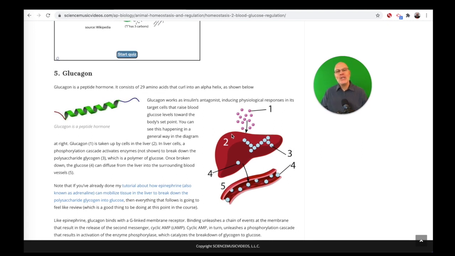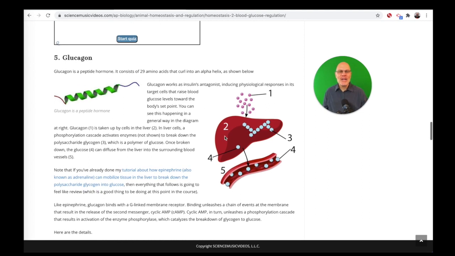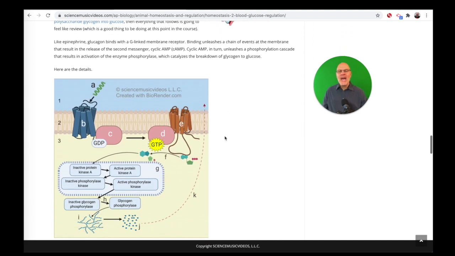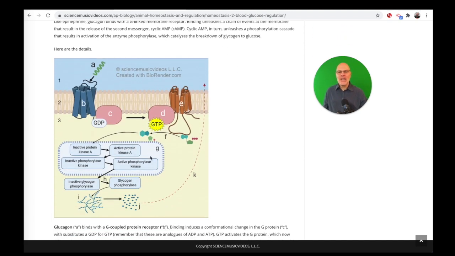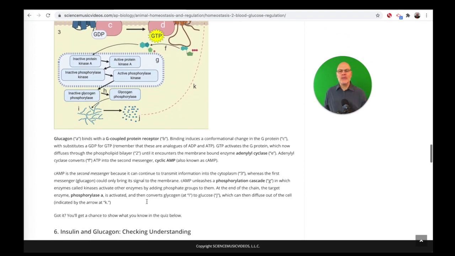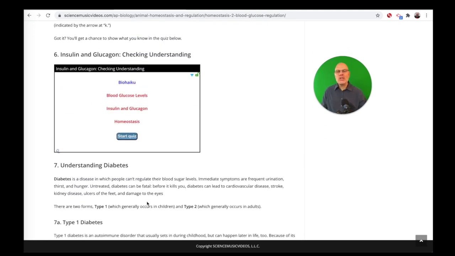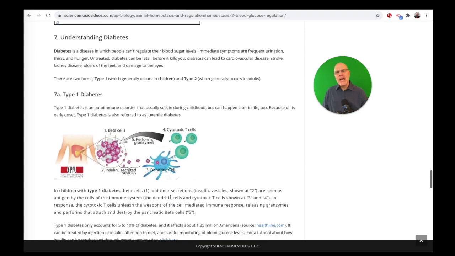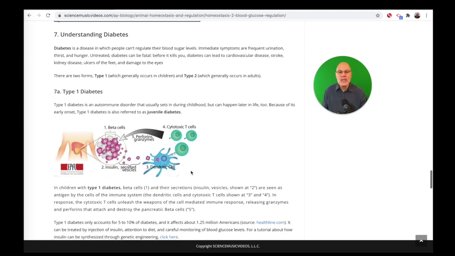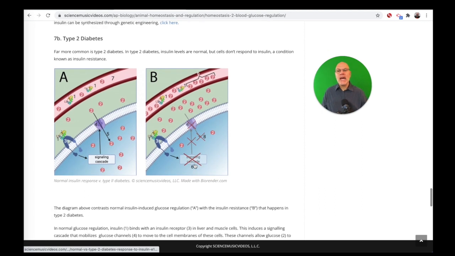If you've been through my tutorial about cell communication, you'll see that the process by which glucagon works is actually quite similar to the process by which epinephrine works. And there's a signal transduction cascade that results in the breakdown of glycogen into glucose, and that glucose diffuses out of the cell. Ultimately, what that'll get to is a discussion of type 1 and type 2 diabetes. Type 1 diabetes often being an autoimmune disorder, and I talk just enough about that so that students will understand that, and then type 2 diabetes.